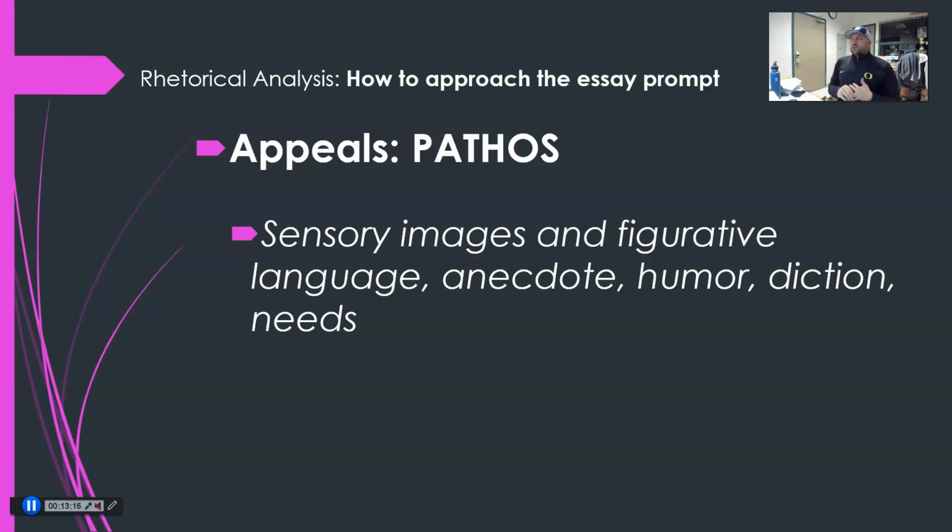So sensory images and figurative language is just when the author utilizes images for the reader, right? And we're going to see that in almost all writing. The key thing I'd say there is make sure you specify what the image is doing, right? So if it's a frightening image, if it's figurative language that romanticizes something, just say what it does or what the image is, rather than just saying the author uses sensory images.